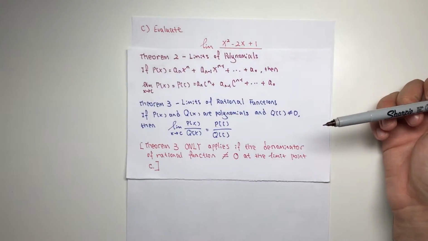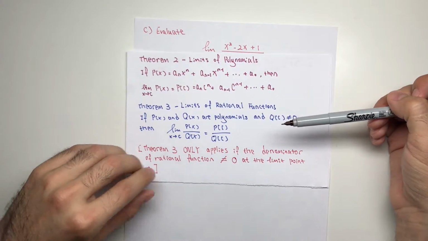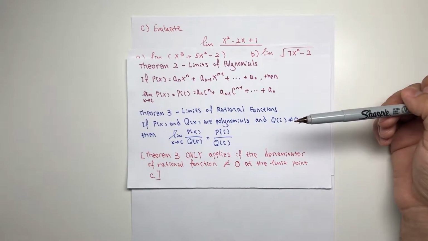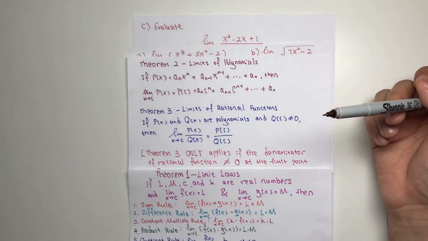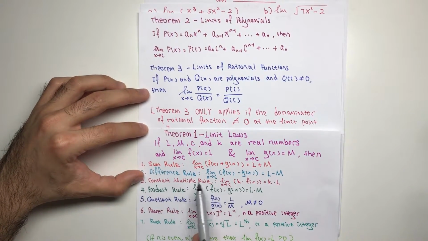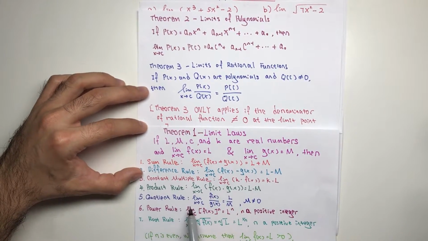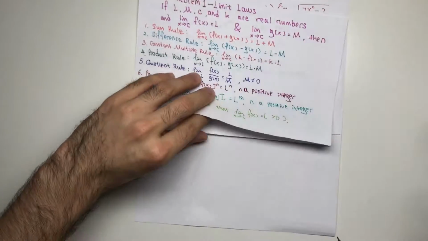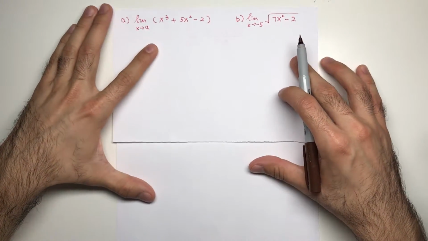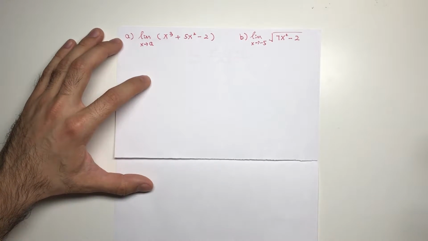Once you're done with that, there's another page here. You can take a look at these limit laws. So the important ones will be the sum rule, the difference rule, and the product rule. We'll use that a lot, as well as the quotient rule. Okay. So now we can find a few of these limits algebraically.